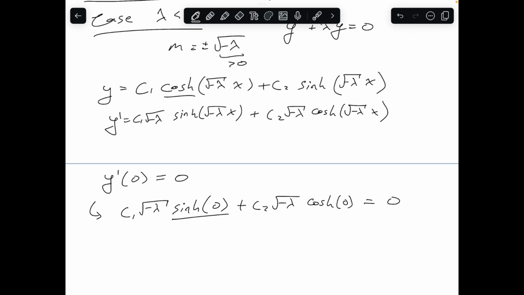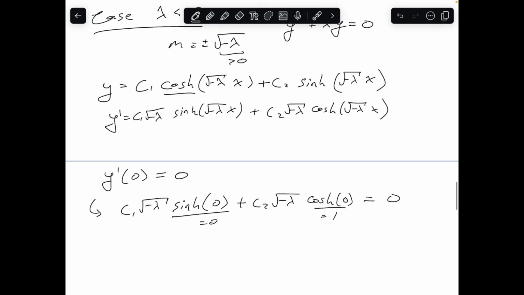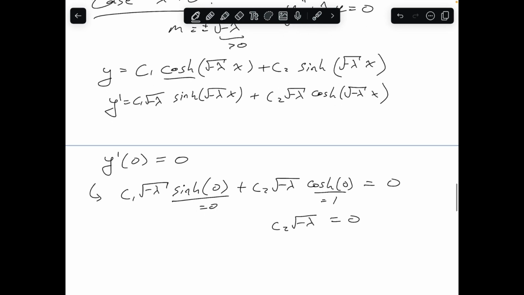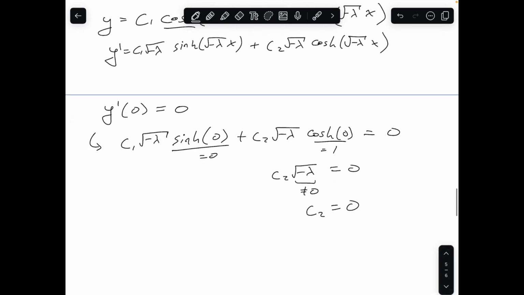Sinh of 0 is equal to 0 in the same way that sine of 0 is 0, and then cosh of 0 is equal to 1 in the same way that cosine of 0 is equal to 1. And so this tells us that c2 times some constant is equal to 0. And remember that this is a non-zero value, and that tells us that c2 itself must be 0. All right, so the only way to satisfy this is for c2 to equal 0.